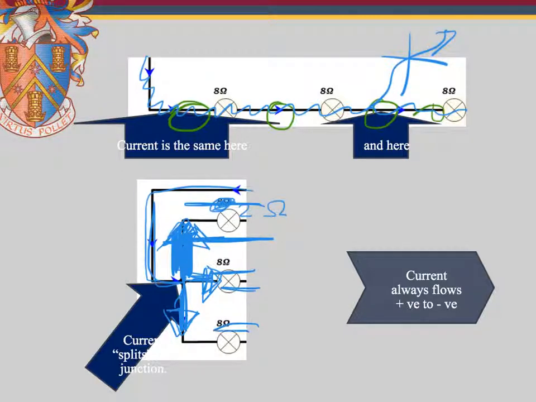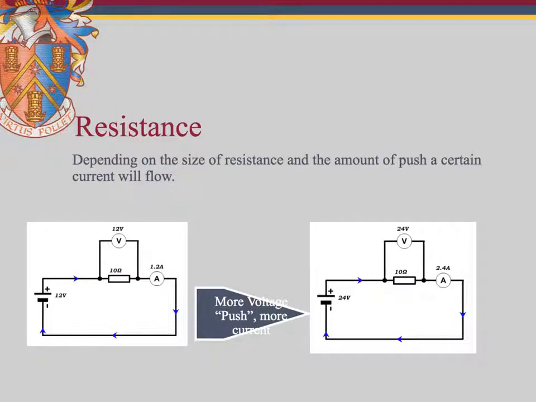Imagine small rivers, small little streams, and a large river. As the current comes around and hits the junction, most of it's going to go the easier direction. When you talk about resistance, depending on the size of resistance and the amount of push, a certain current will flow. In other words, we have our push. The amount of charge separation will then decide the amount of flow. If we double our push, then we have double the current.